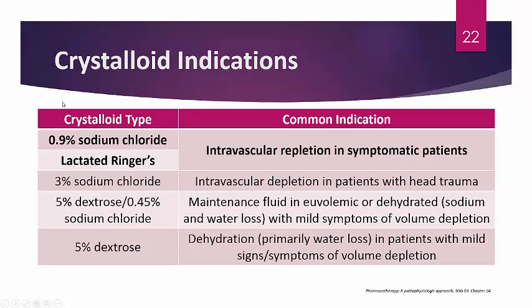Here is just a generalized table with crystalloid indications. So for the two main crystalloids we talked about, which are normal saline or 0.9% sodium chloride and lactated Ringer solution, these are used for patients who have intravascular depletion and who have symptoms. So these are patients who are actually in hypovolemic shock.